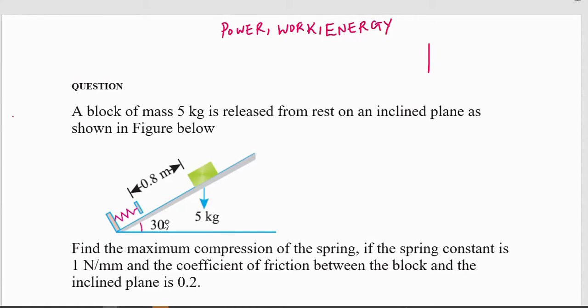The inclined plane is at 30 degrees to the horizontal. The distance through which this body moves to the bumper is 0.8 meters. Find the maximum compression of the spring if the spring constant is 1 Newton per millimeter and the coefficient of friction between the block and the inclined plane is 0.2.